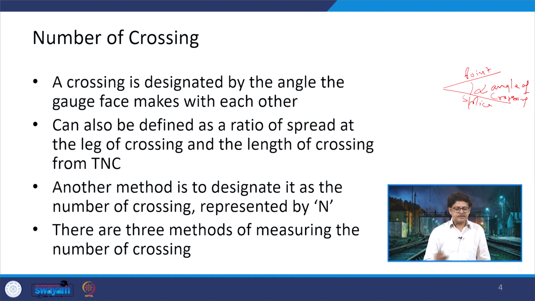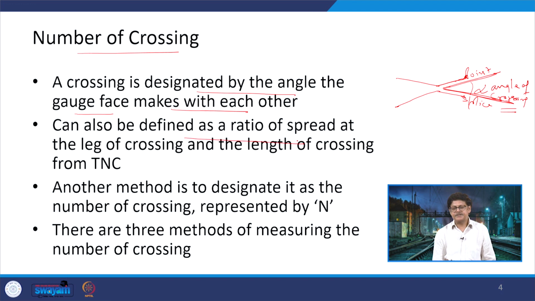Now this number of crossing is correlated with the angle of crossing, and that number is used to define the type of the turnout. It is designated by the angle which the gauge faces make with each other at this point. If I extend the things here, a wing rail will be there, and similarly this is going to be extended the other way. So this is the crossing which we have discussed previously.